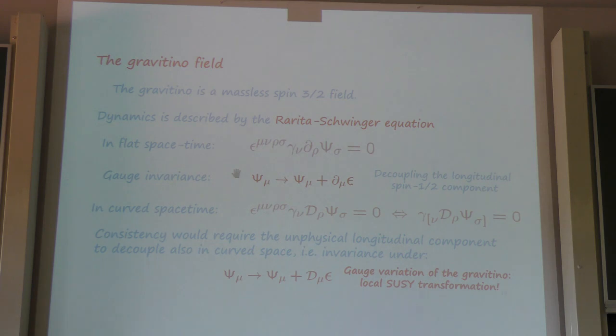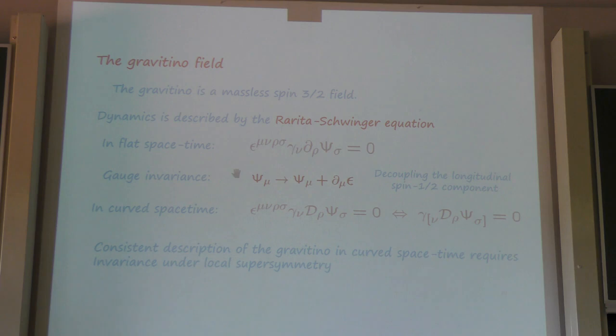And vice versa, whenever you have a local supersymmetry, you must have a massless gravitino field, which is the corresponding gauge boson. Okay? So there's a one-to-one correspondence. Supersymmetry is really needed for the gravitino field to be consistently defined on a curved spacetime. Now, therefore, as I said, a consistent definition of the gravitino field on a curved spacetime requires invariance under local supersymmetry.